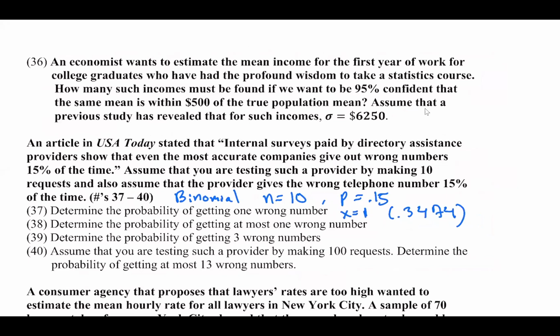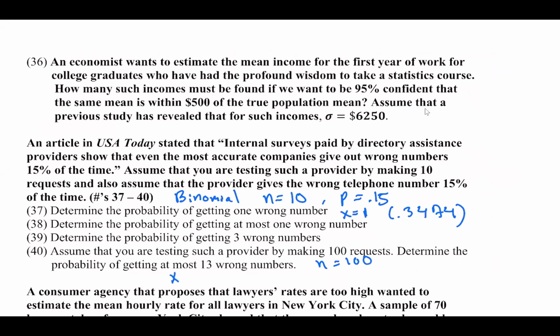All right, so if you look at number 40, it says assume that you are testing such a provider by making 100 requests. Determine the probability of getting at most 13 wrong numbers. So for this one, you should notice they changed the n on me. The n is now 100. So instead of it being 10 requests, now they're doing 100 requests. And we want to determine the probability of getting at most 13 wrong numbers.